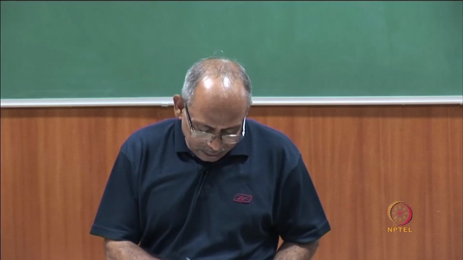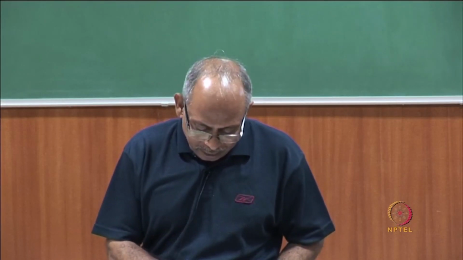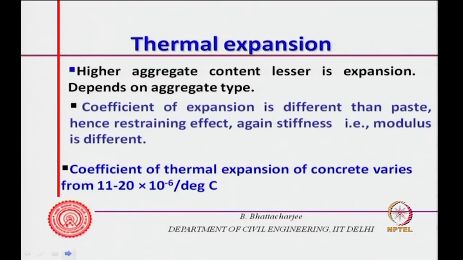So, it depends upon aggregate type, as I said, and aggregate content. The coefficient of thermal expansion of concrete varies within this range, and steel is also somewhere there, 14, 13, 14, 11, depending upon the type of steel, they are also within this range. So, the coefficient of thermal expansion generally varies like this.